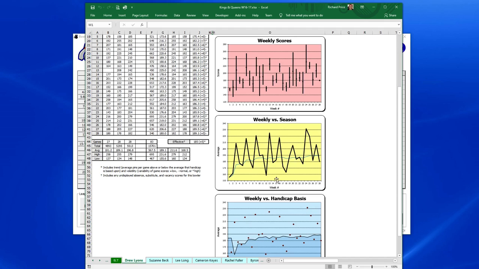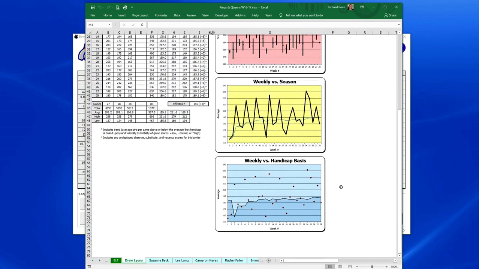Weekly versus season simply shows how you did each week in relation to how you're doing over the course of the season, which is represented by this blue line. So whenever the black line goes above the blue, the bowler's performance exceeded current performance for the season in that week. And finally, you have weekly versus handicap basis.